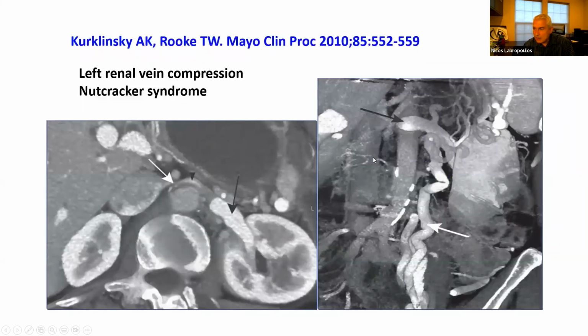Here is a patient with compression of the left renal vein. You see the vena cava here. This is the severe beaking on the CT scan. Right? This is the left kidney. And what we call the nutcracker syndrome, we try to avoid the terminology of the syndrome. This is basically left renal vein obstruction. You see here how the vein is being flattened. And see all these collaterals.